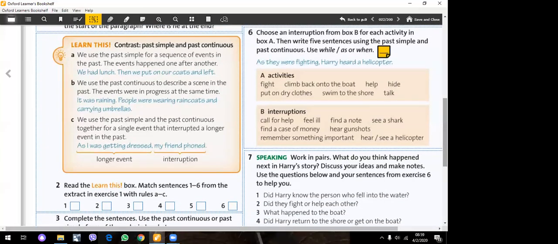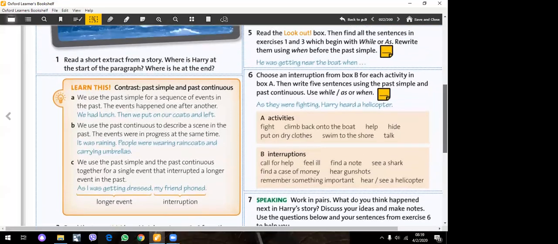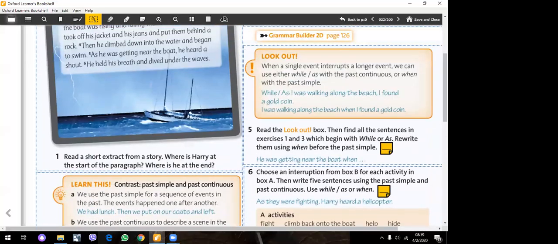Number 5. Who can tell me the answer? Number 5. As he was getting near the boat. Yes, Ruze. 5C. 5C. Right, thank you. Congratulations. As he was getting near the boat, he heard a shout. There are 2 tenses we use.